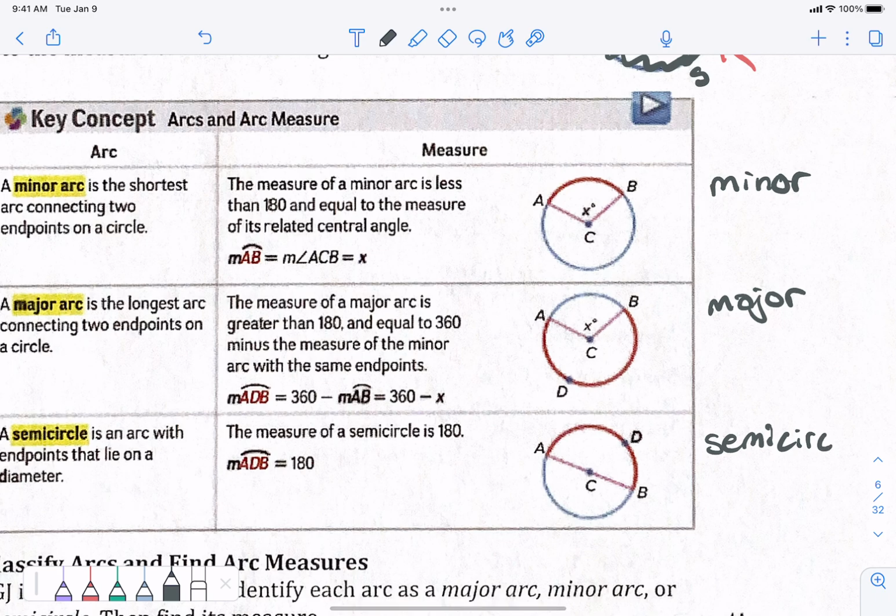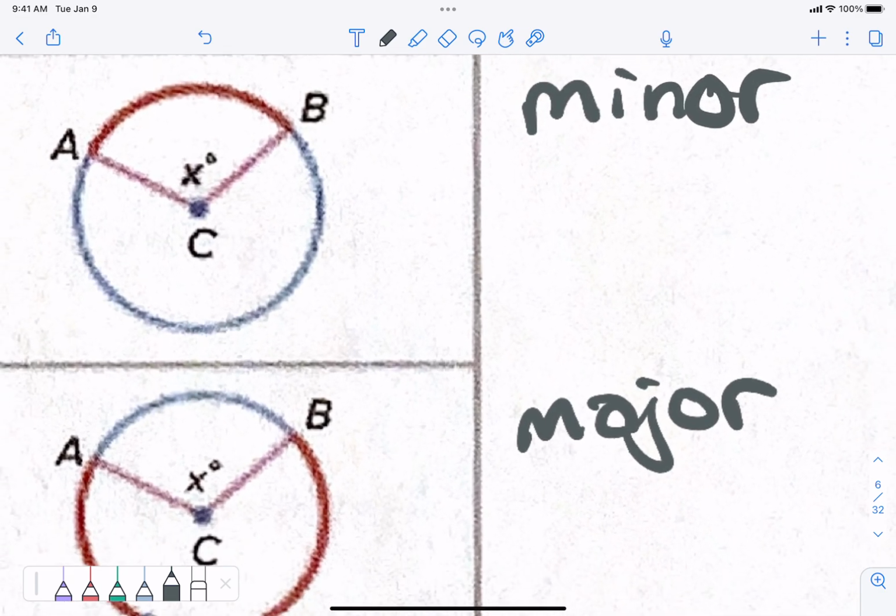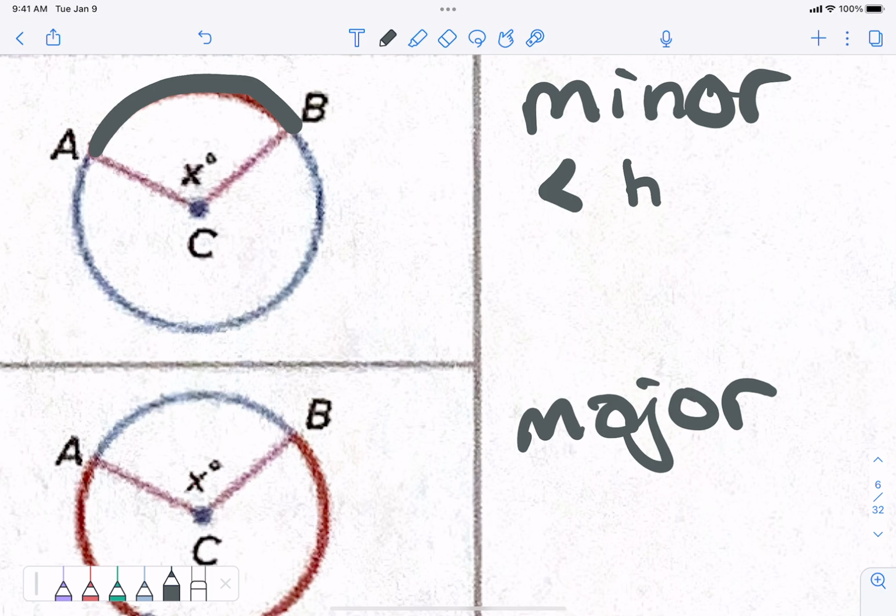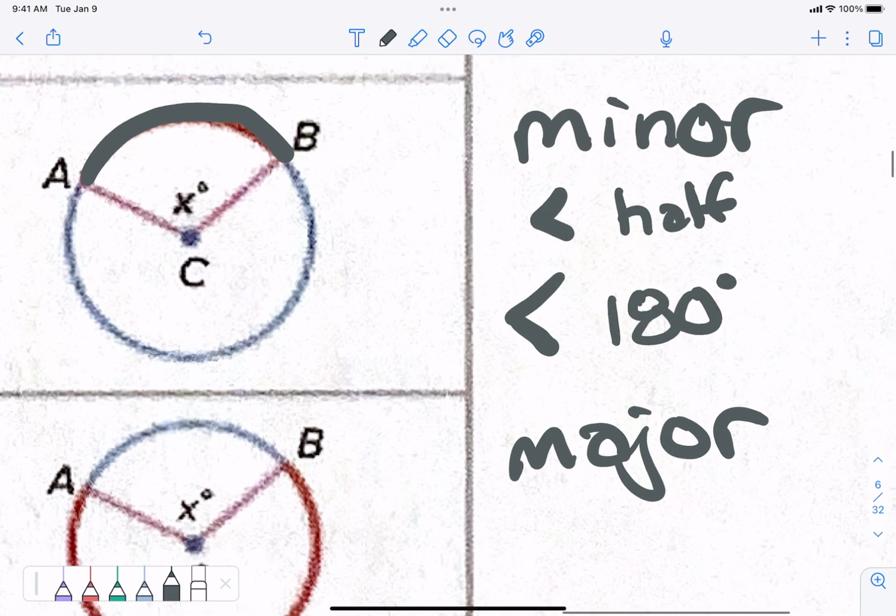Okay, a minor arc is an arc that is less than half of a circle. Okay, how many degrees is half of a circle? Any ideas? How many degrees is a full circle? 360. So how many degrees is half a circle? 180. So a minor arc is any arc that's less than half a circle, or any arc that's less than 180 degrees, because that's what half is, right?